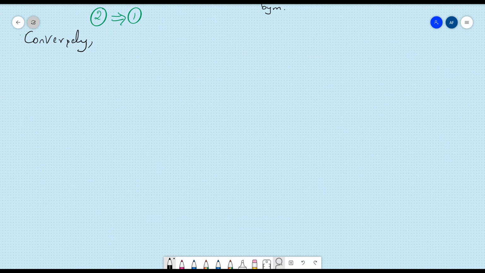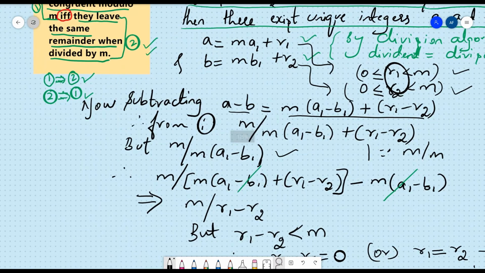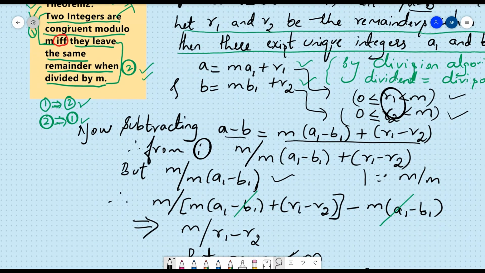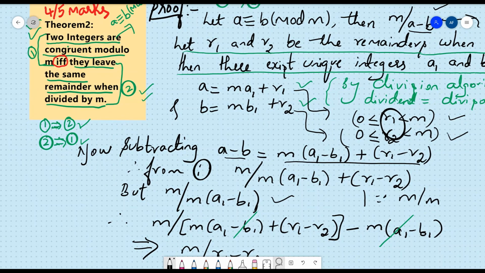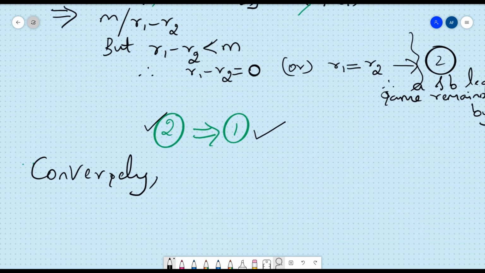Okay, now let us prove the next part of this theorem, that is, if I am considering 2, I should reach 1. So what is 2 here? You can see here the 2 is, if they leave the same remainder when divided by m. Whenever a is divided by m or b is divided by m, we'll get the same remainder. This condition we are going to consider here. And what we should get is that the two integers are congruent modulo m. So that is the idea of this part 2.